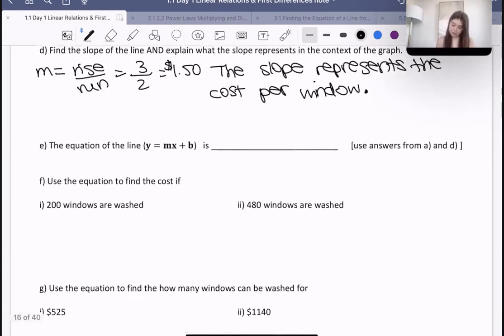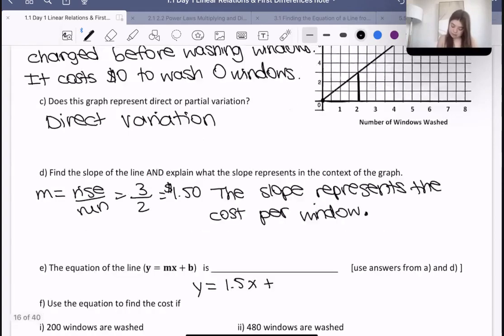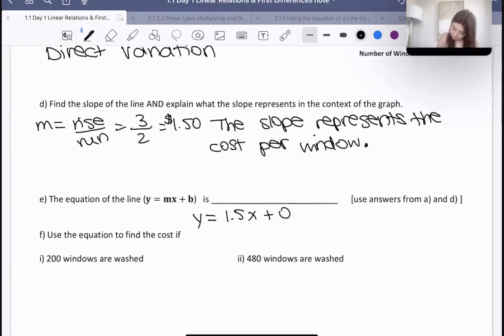The equation of the line is what? So here we have to use our answers from A and D. So from D we got $1.50, right? So slope is 1.5. Oops, I need to write y first. y equals 1.5x plus b, which b was what? b was 0, right? So therefore, the equation is just y equals 1.5x. We don't need to include plus b because it's just 0 anyways.